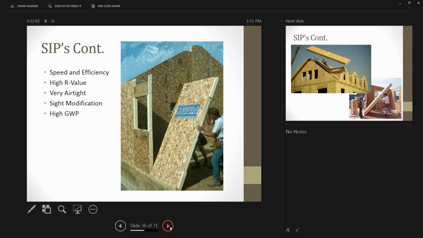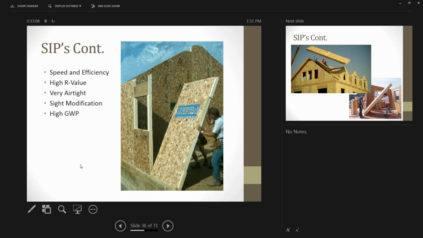Just a couple pictures of some of them going up. Most of them now are all factory pre-cut, so all the windows and doors and the bevels and the roof pitches are cut before they ever hit the job site, so they do go up pretty quickly. Again, it's got the foam core, so the R value, usually with the EPS, is about an R4 per inch.